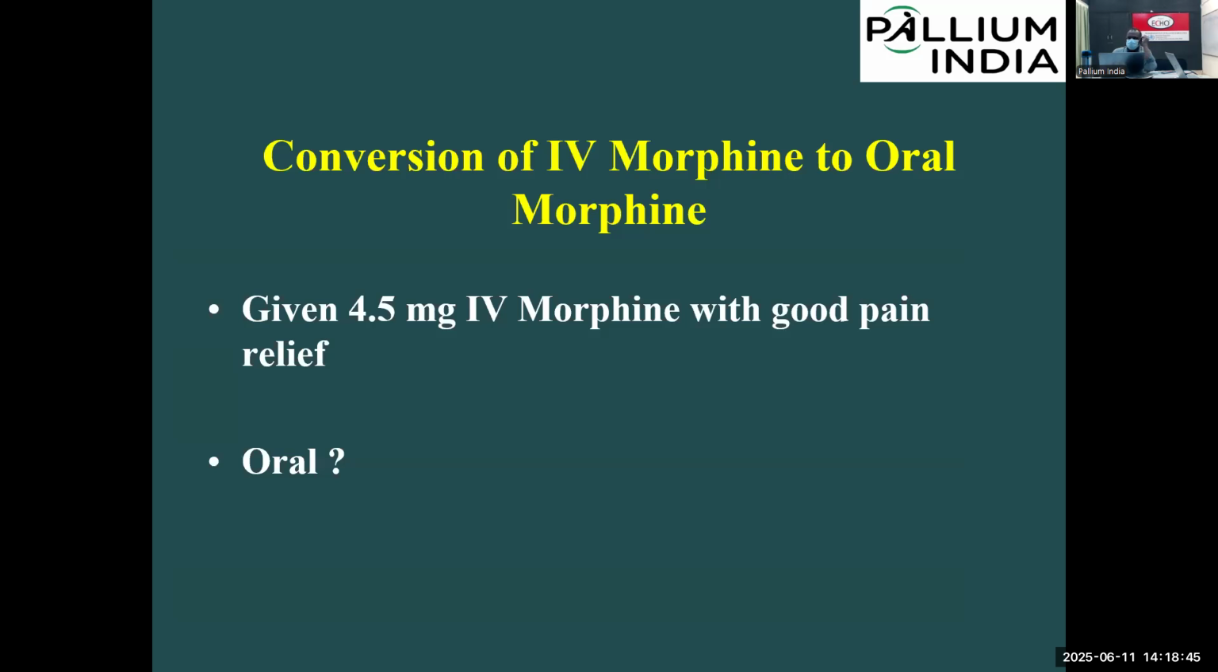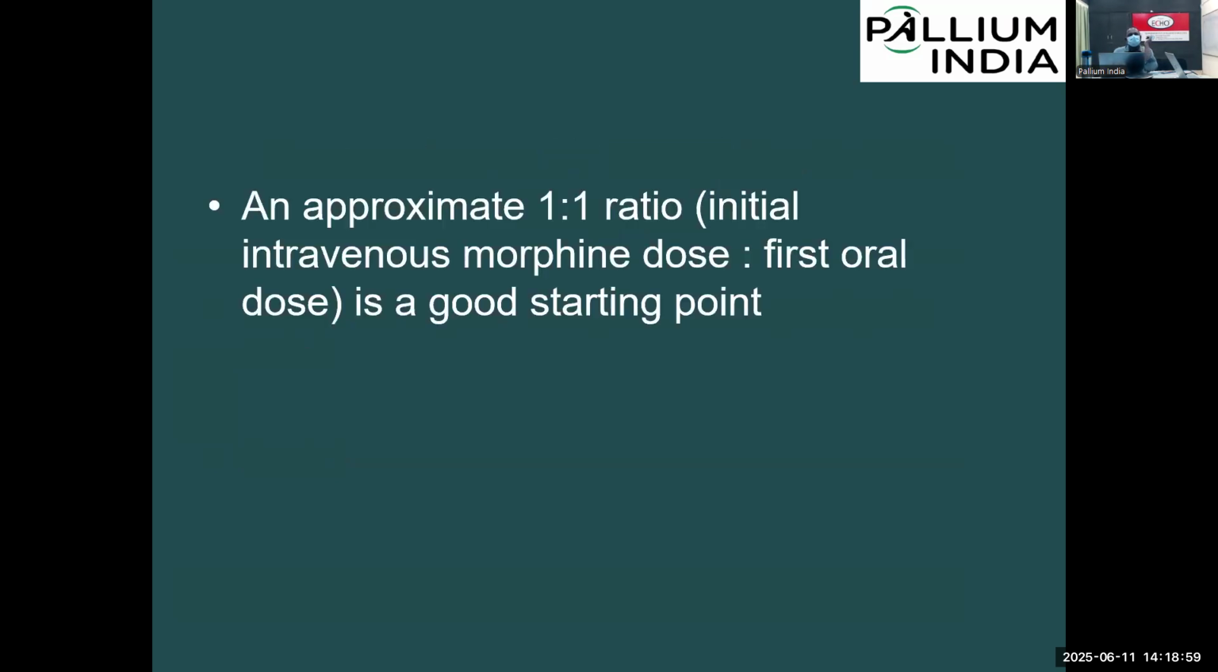So when we convert a patient from IV morphine to oral morphine, for a patient who was not taking any opioids previously, then you have to use a 1:1 ratio. That means whatever dose of intravenous morphine you have given to the patient, you can directly give that dose as the oral dose. So this patient received 4.5 milligram. So you can give the same oral dose, that is 4.5 milligram, but it is not practical as we have only 10 milligram tablets. So maybe you can give 10 milligram half, that means 5 milligram.